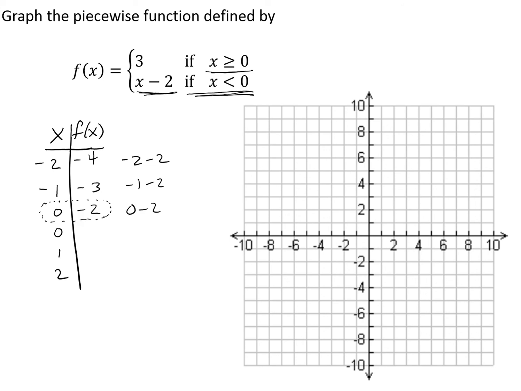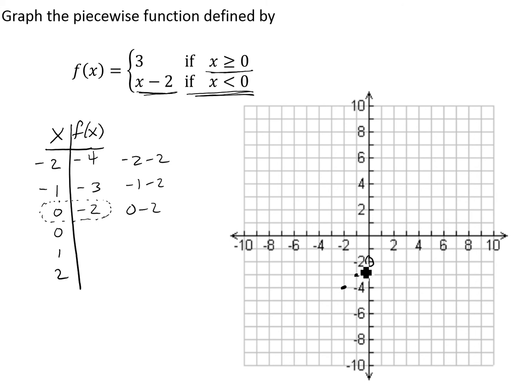So let me go ahead and graph this part. -2, -4, -1, -3, and then that 0, -2, that's going to get an open circle. The reason for that is that it says x is less than 0. I'm using this x minus 2 piece.